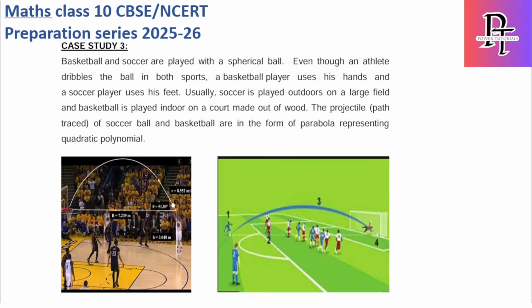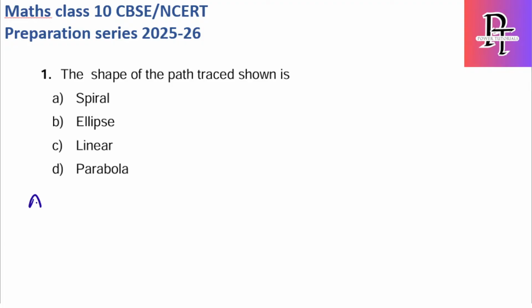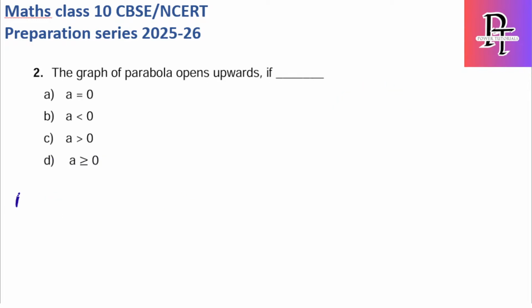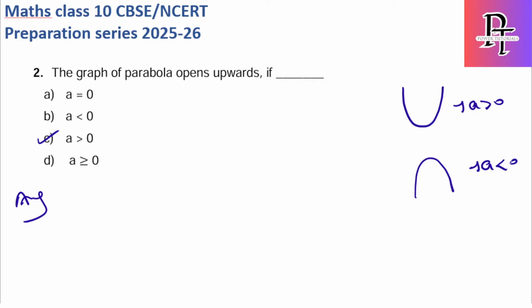Okay, so this parabolic path we are talking about, because all the quadratic equations are represented in the form of a parabola. Okay, let's see the first one. The shape of the path traced, we already studied, is a parabola, because it is going in this way. Okay, second one. The graph of a parabola opens upwards when a is greater than 0. I told you again, if the parabola opens upwards, then a is greater than 0. If the parabola is facing downwards, then a should be less than 0. And this is the case when it is equal to 0. If it is equal to 0, it will not be a parabola, it will be just a straight line, and we call it a linear equation.